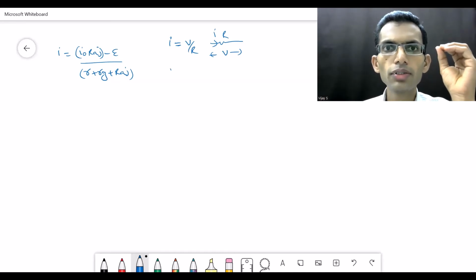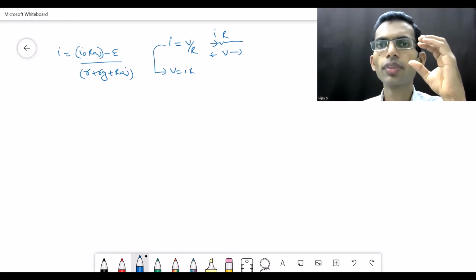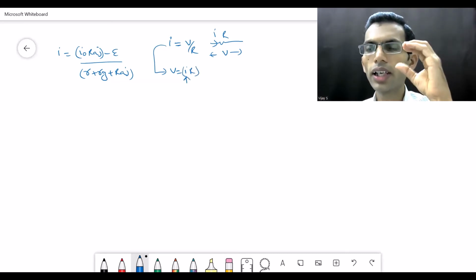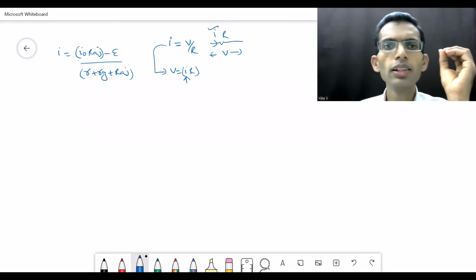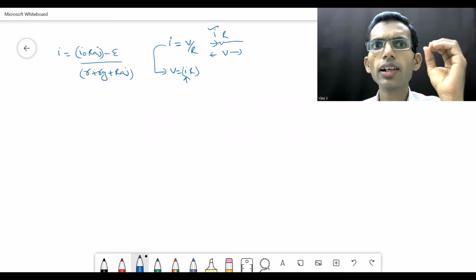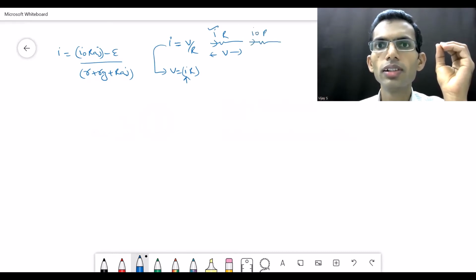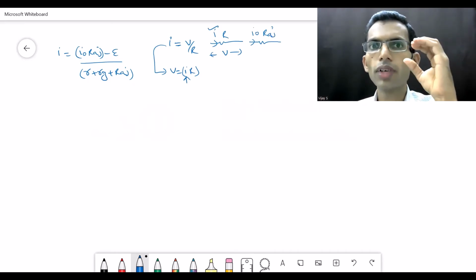What is that V? V is equal to I into R, as we can see from this, where V is the potential difference across the resistor and I is the current flowing through the resistor. When there is an IR product, I indicates the current flowing through the resistor. Same we can apply to I naught RAJ. In I naught RAJ, what is that I naught? I naught is the current flowing through the resistor RAJ.